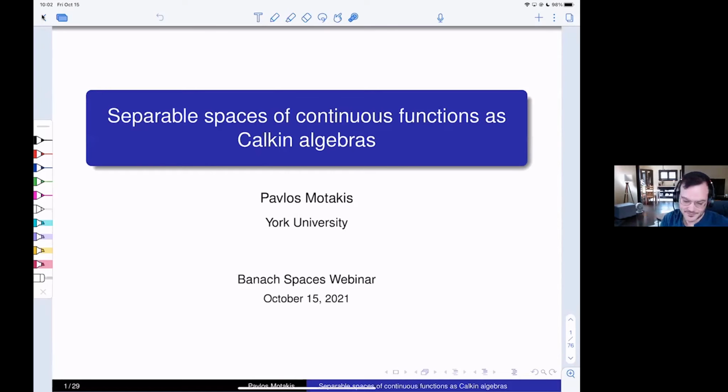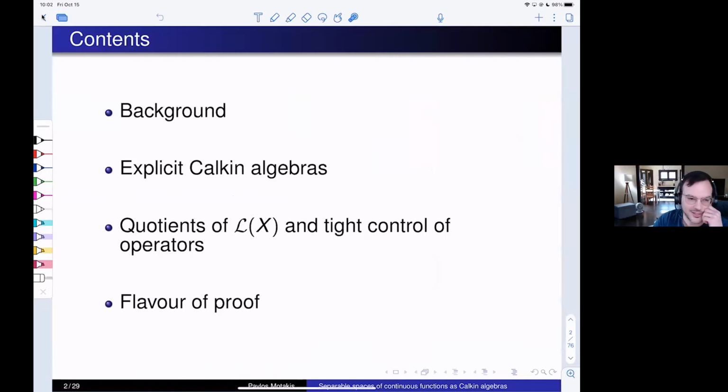Okay. So let's start. It's organized as follows. It's 4 sections of very unequal length. So we'll start with a bit of background. What are Calkin algebras? What have they been used for? Then we'll talk a little bit about explicit Calkin algebras, for example, spaces of continuous functions as Calkin algebras. So we'll make the question more precise, with some known examples, just very briefly.